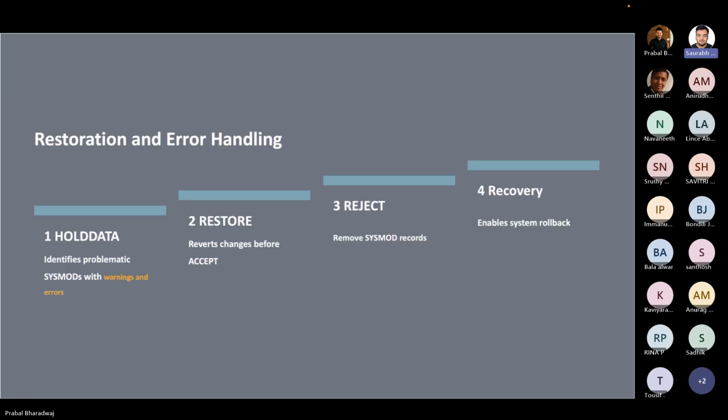So in simple definition, HOLDDATA is special control information supplied by IBM that identifies conditions requiring user review or actions before a SYSMOD is applied. Then we have types of HOLDDATA.